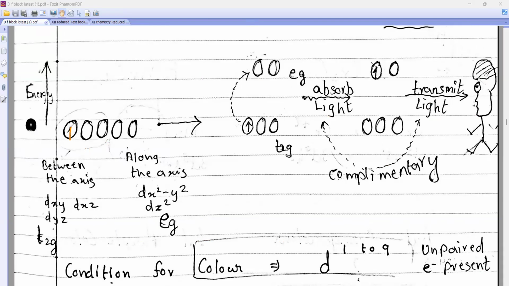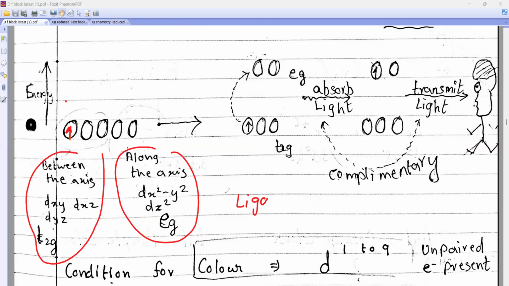Tell me. Okay, these three orbitals were between the axis and two were along the axis. And my ligand is approaching, beta. Where it is approaching? Bolo, along the axis. To kitna agar upar jump maar ke chala jayega? Do upar jayega ki nahi? And three will. So it is called as, beta, degenerate orbitals are splitting. Crystal field splitting will take place.